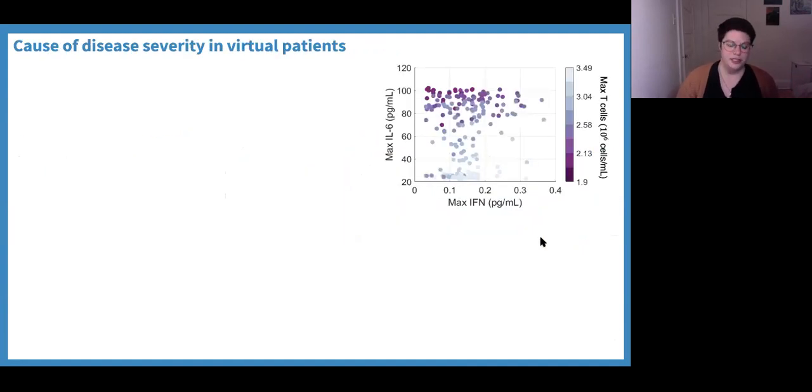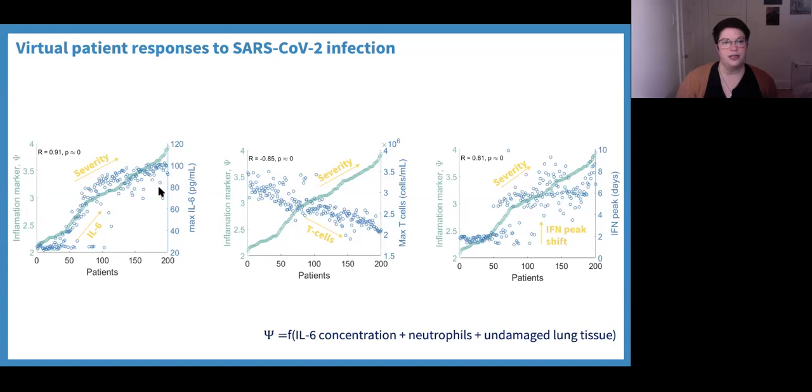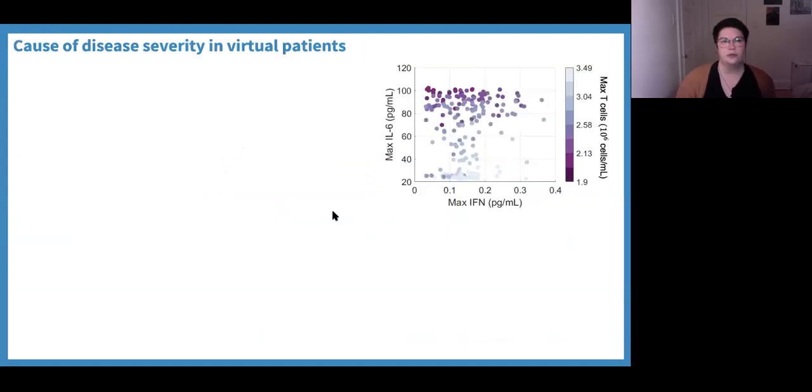And so the first thing we did was to look at what's driving IL-6 and the T cell response. And we found, again, here that interferon and IL-6 were both really quite correlated to severity. And so we wondered whether we could predict T cells given one of these. And so here you can see each individual patient colored according to their maximum T cell concentration. Darker colors show fewer T cells, and so a more severe response.